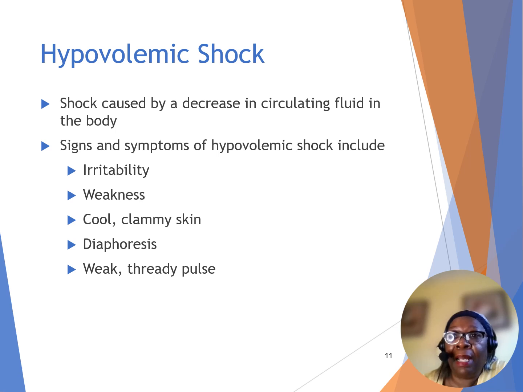Hypovolemic shock. We're talking about hypovolemic anemia. So with this loss of blood volume, that person can go into hypovolemic shock. If there's a decrease in the circulating fluid in the body, a person can go into shock. And we just said that hypovolemic anemia is a loss of volume. With this loss, the patient may be irritable. They may have some weakness, cool and clammy skin, diaphoresis, and a weak, thready pulse. Remember that with hypovolemia, because why? It's not a lot of volume.